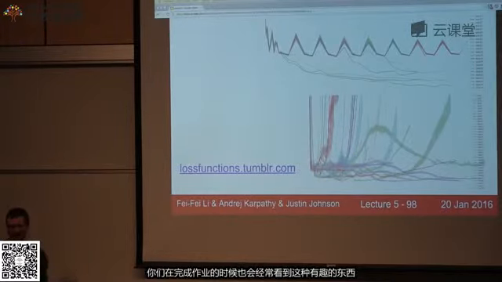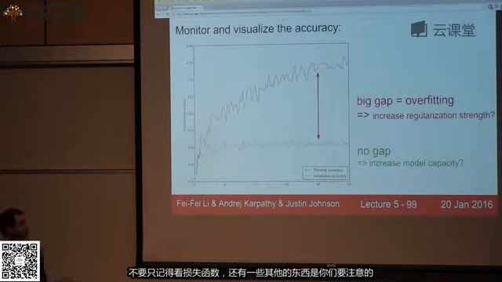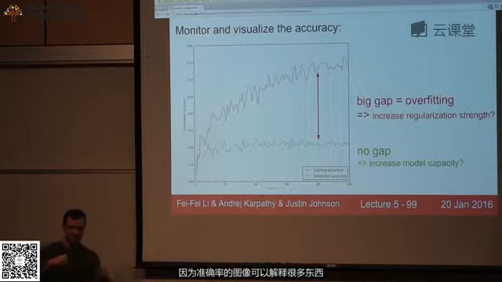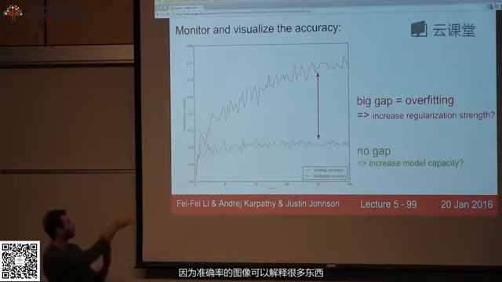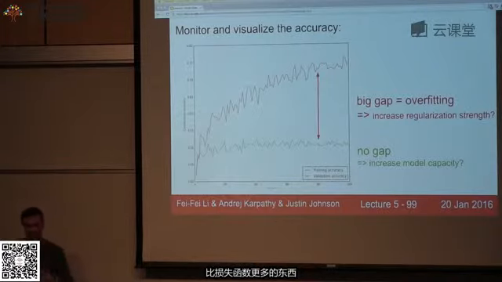If you end up with funny plots in your assignments, then please do send them to lossfunctions.tumblr. We'll post them. So during training, don't only look at the loss function. Another thing to look at is your accuracies. You sometimes prefer looking at accuracies over loss functions because accuracies are interpretable. I know what these classification accuracies mean in absolute terms, whereas for loss function, it's maybe not as interpretable.